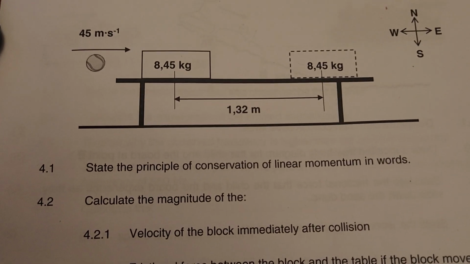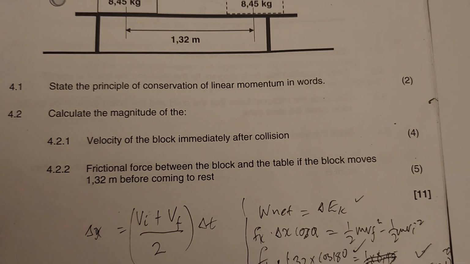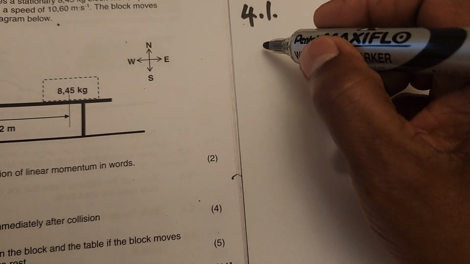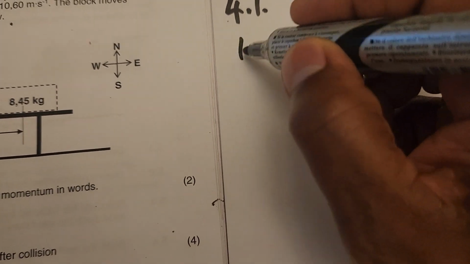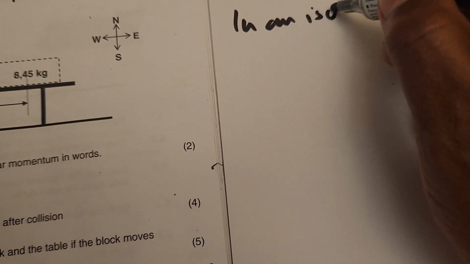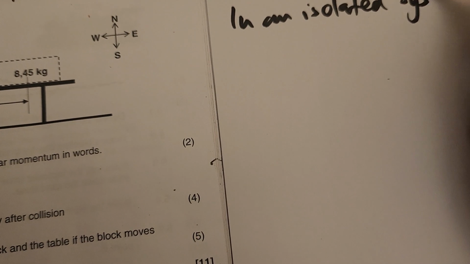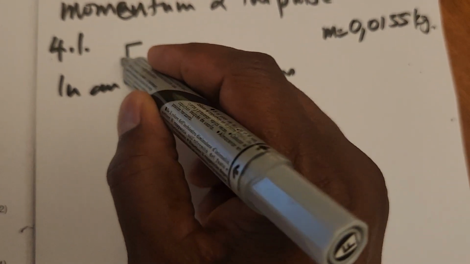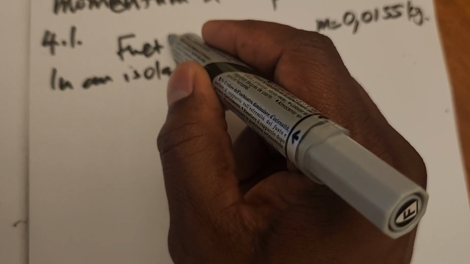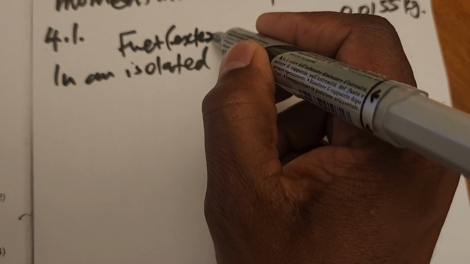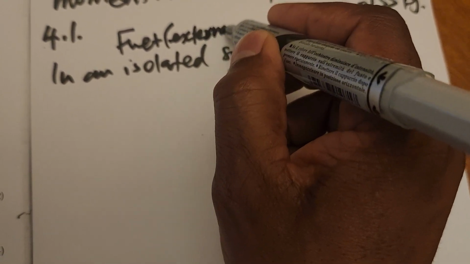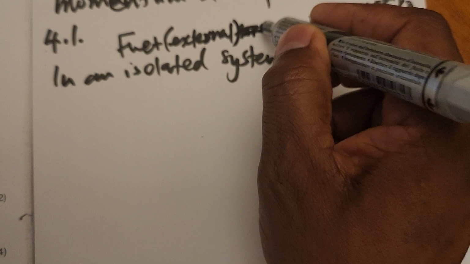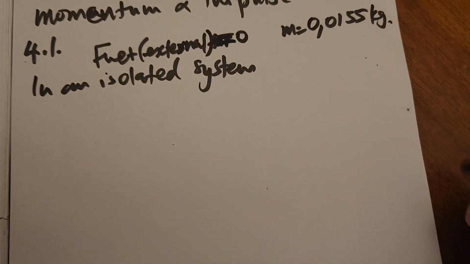Now, find 4.1. State the principle of conservation of linear momentum in words. One of the easiest ways is this one. Just say, in an isolated system, when we isolate the system, the net external force is 0. Net external force equals 0. So that's isolated.